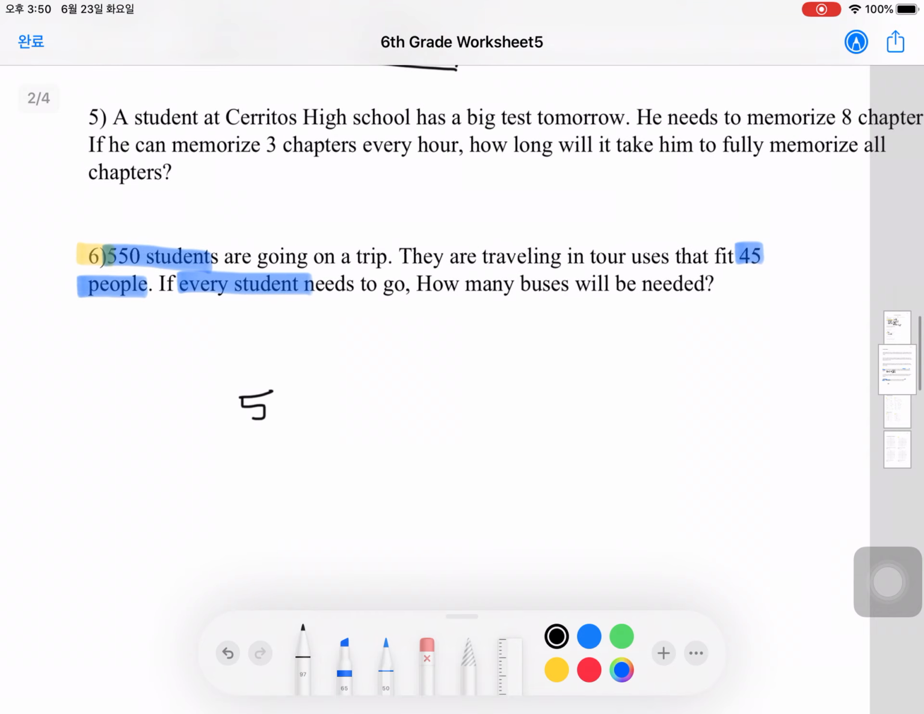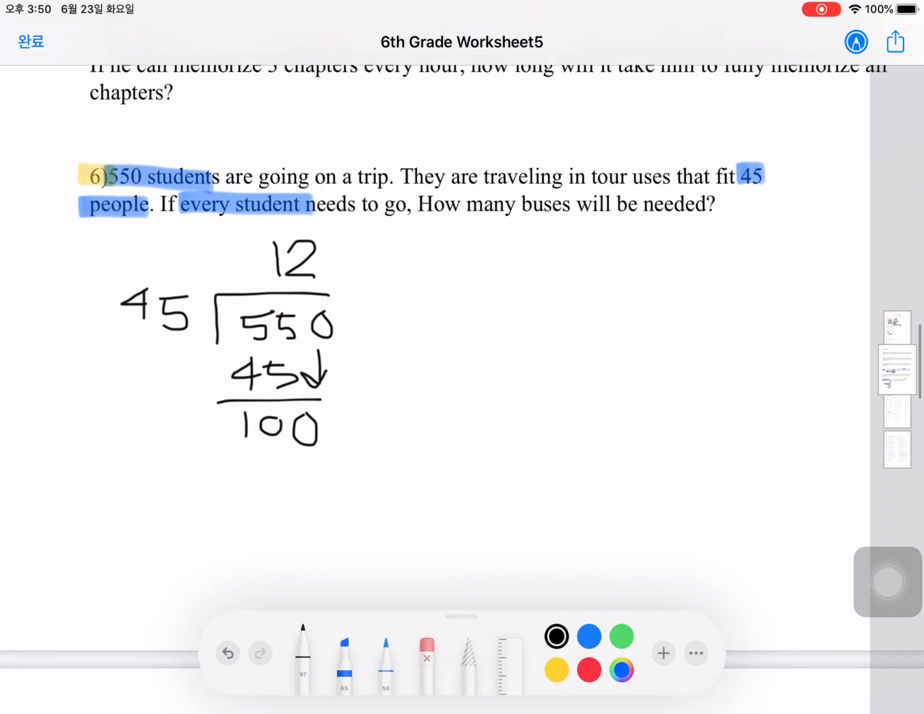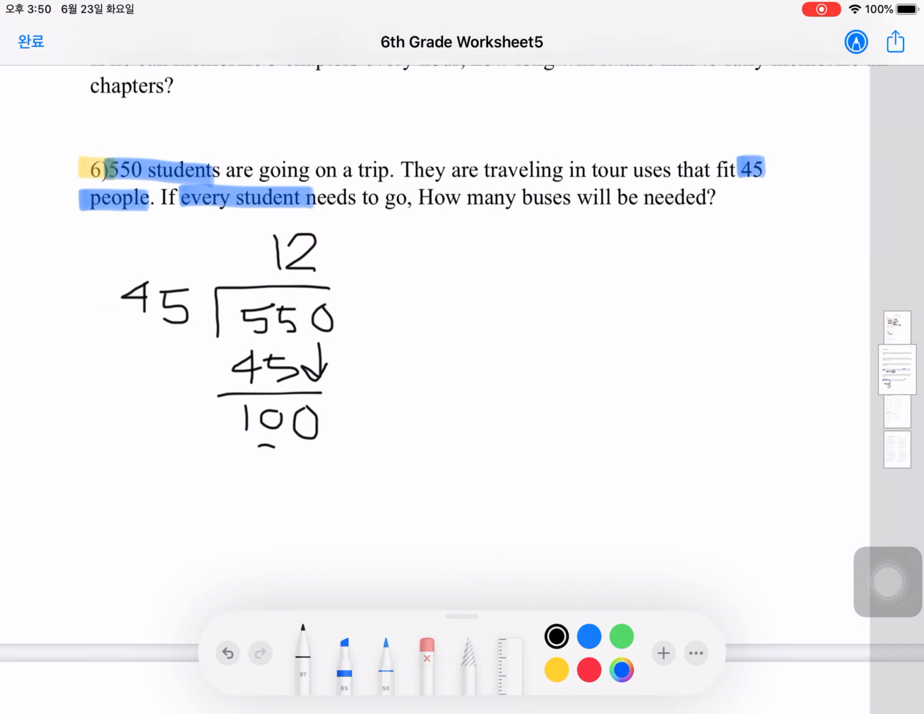This is a simple question of division. So the total number of students, 550, divided by 45 per bus. So 45 goes into 55 once. And the remainder of that will be 10. We'll bring down the 0 here to make 100. 45 goes into 100 twice to make 90, and 100 minus 90 is a remainder of 10 students.